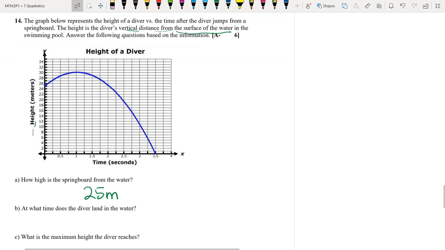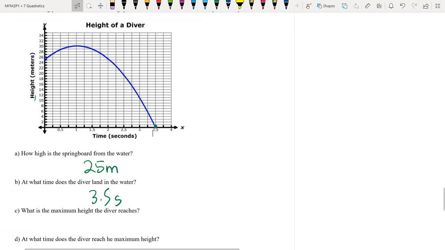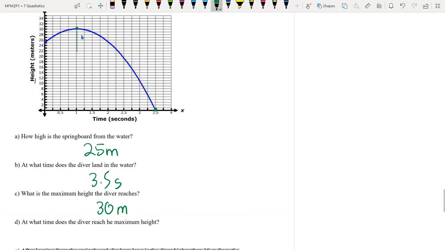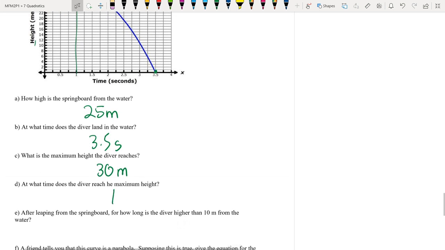So then at what time does the diver land in the water? After 3.5 seconds. They've landed because at this point they are 0 meters away from the surface of the water, which means they are at the surface of the water. What is the maximum height the diver reaches? That is going to be right here. That is going to be the maximum point, and it is 30 meters. At what time does the diver reach the maximum height? Well, that's going to be the x value of the vertex, which is 1 second.